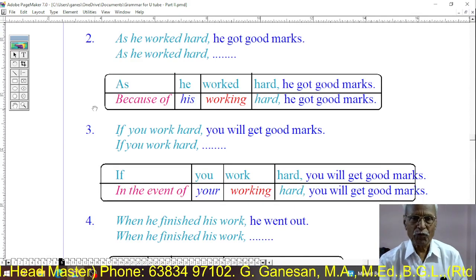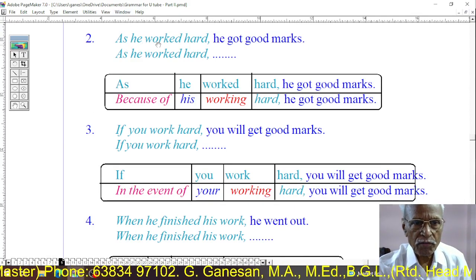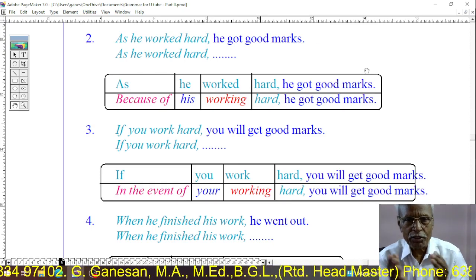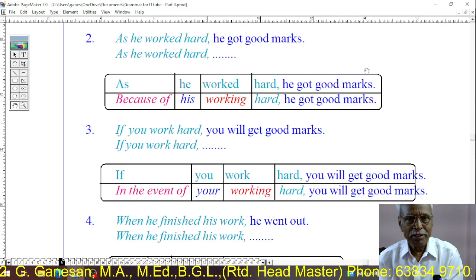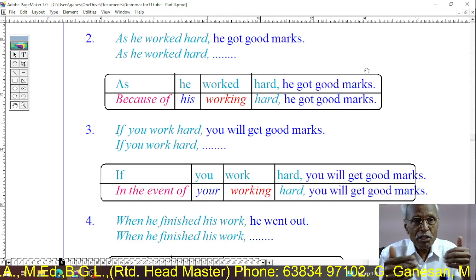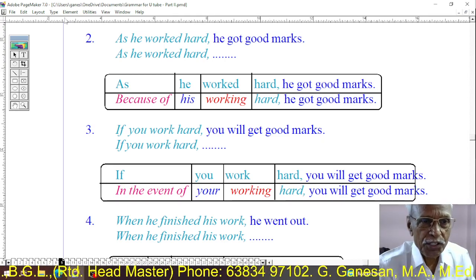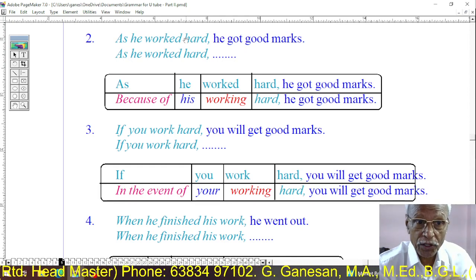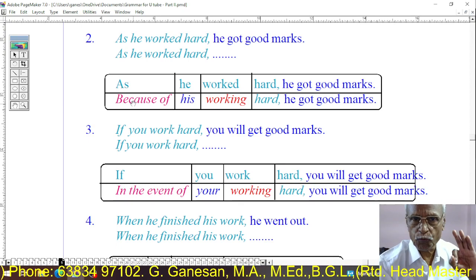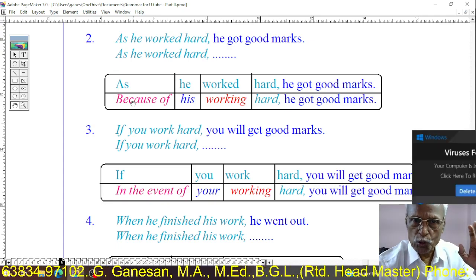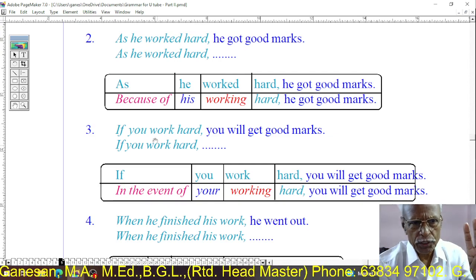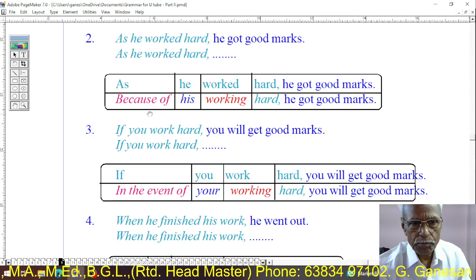Then the second one: as he worked hard, he got good marks. Here the subordinate clause is as he worked hard. We have to change it into a phrase. So, for the conjunction as, its phrase is because of. There are four: because of, owing to, due to, on account of. Any one of the four phrases can be used.